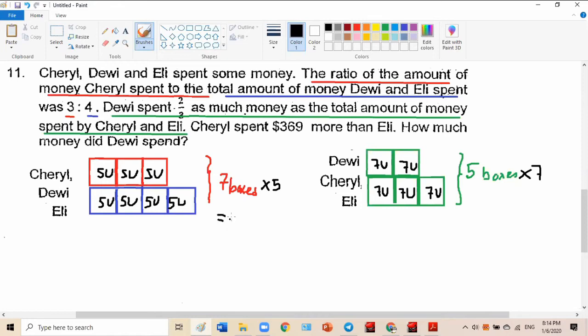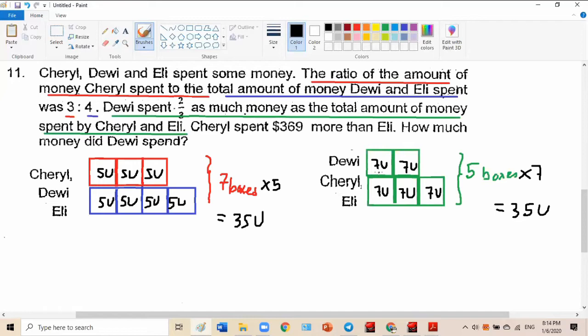So altogether, is it 35 units? Cool. This must be 35 units. It's not madness, it's the same. They have the same money. Okay, we're done. I'm so happy. Cheryl spent more than Ellie.